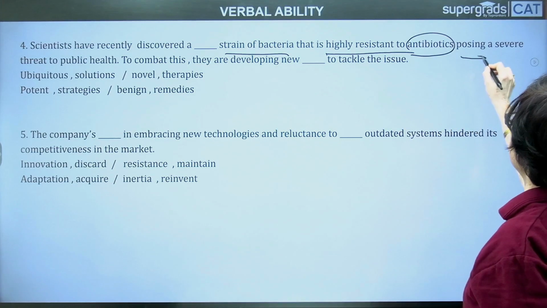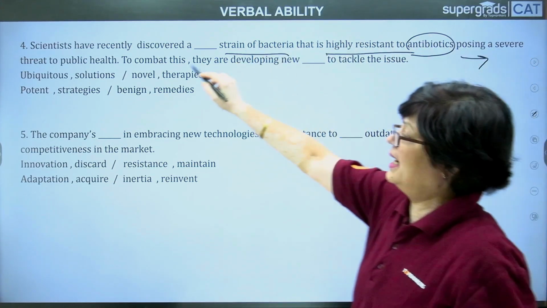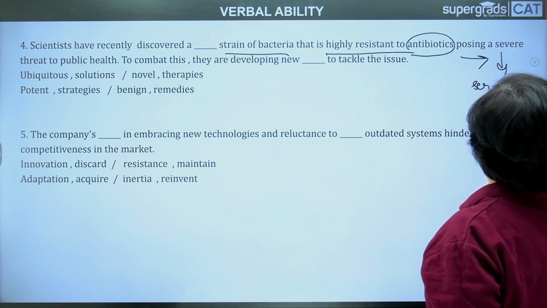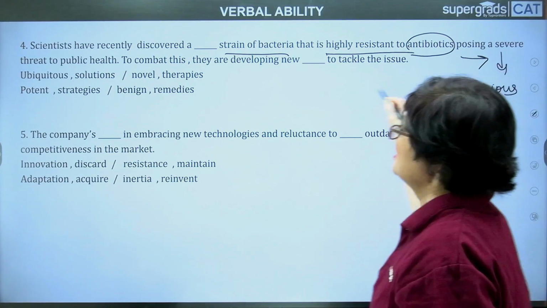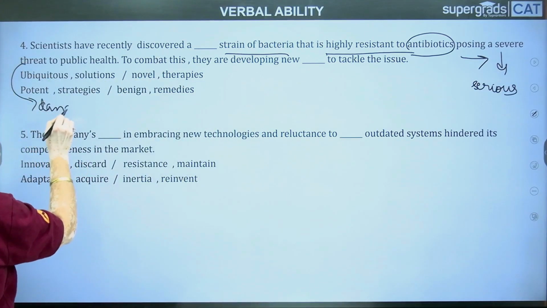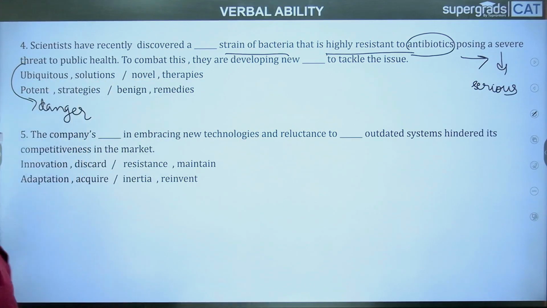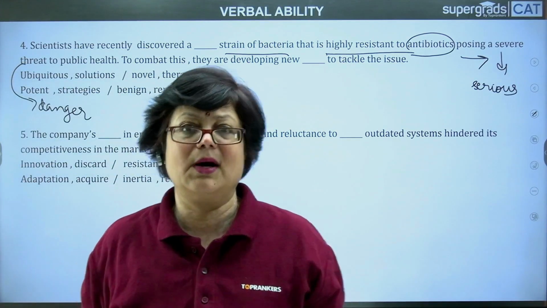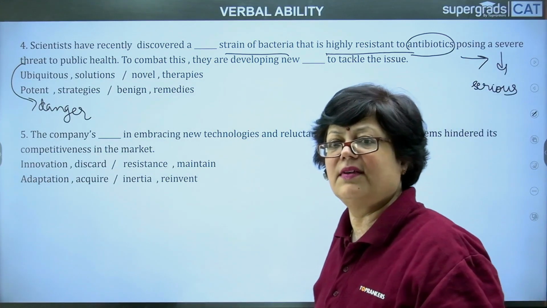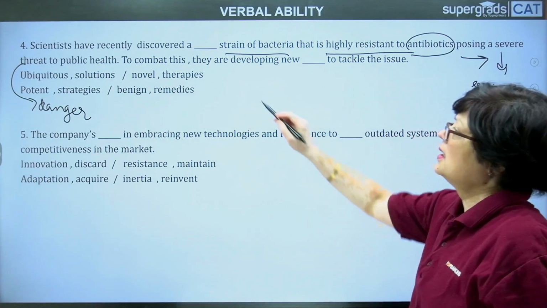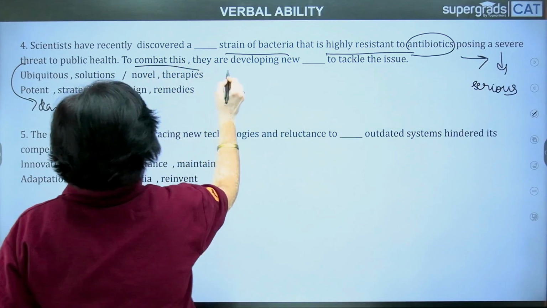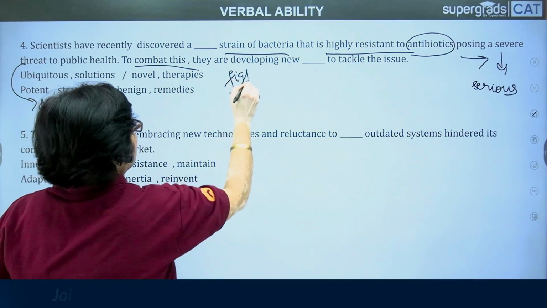This makes it face a severe threat. Severe means very serious. Severe means serious. Threat is a big challenge, a big danger or a challenge to public health. So some negative situation is being talked about. This is very clear that a new strain of bacteria has been discovered which will pose a severe threat. Next part of this, to combat this. Combat means to fight, to fight or to face.